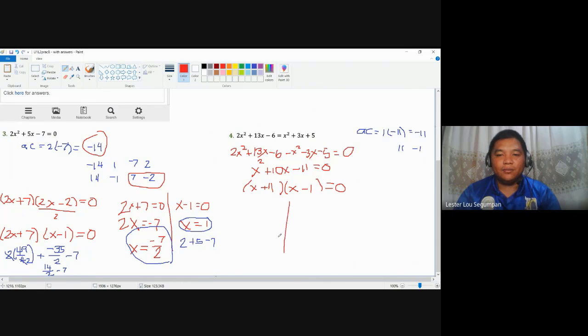And then break it using the zero factor property, x plus 11 equals 0. So x could be minus 11. And you have x minus 1 equal to 0. The other value for x is actually 1.